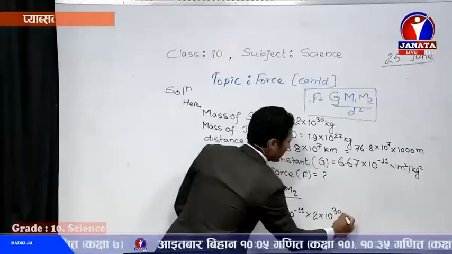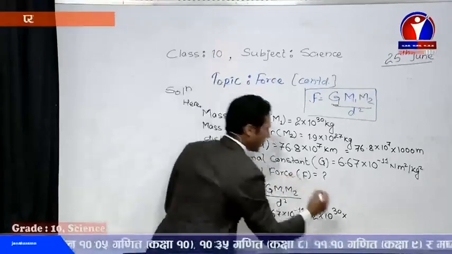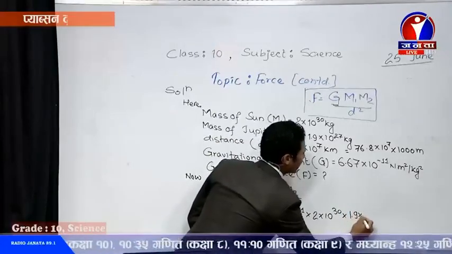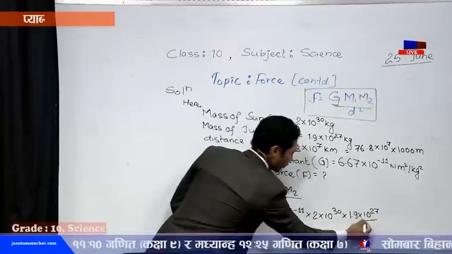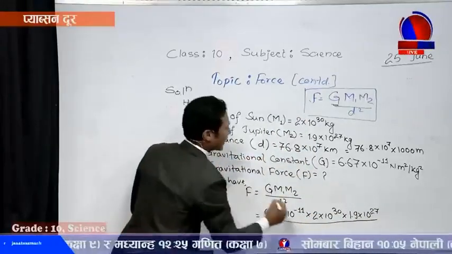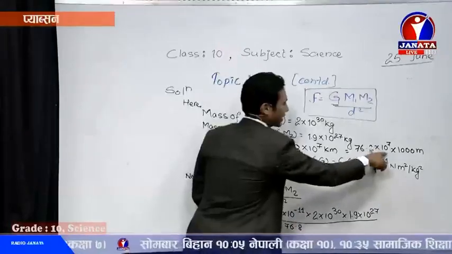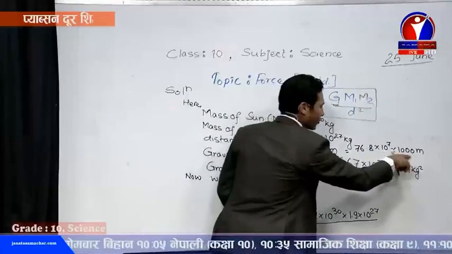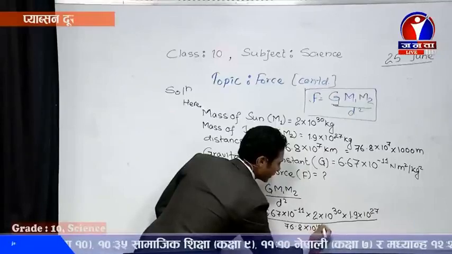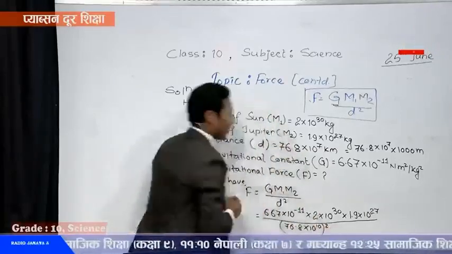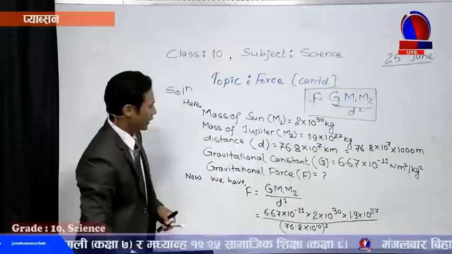And M2 is also there. That is 1.9 into 10 to the power 27 kg. So the whole thing is divided by the distance given there, 76.8. Now this 10 to the power 7 is there. If we add 3 more zeros, then I will write 10 to the power 10, the whole squared. So we have substituted the values from the given data.